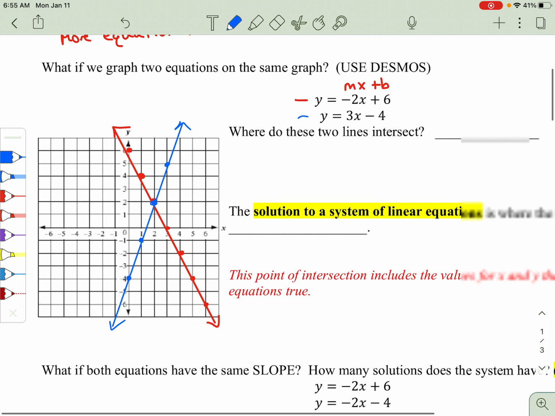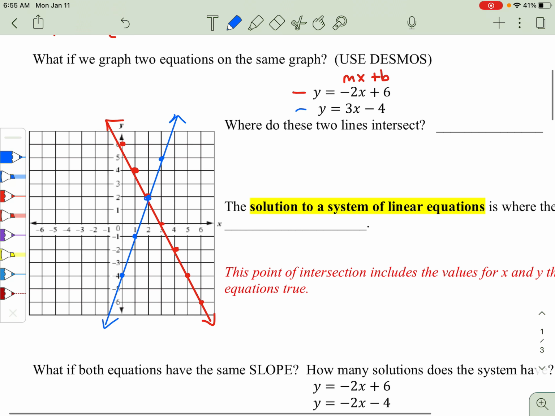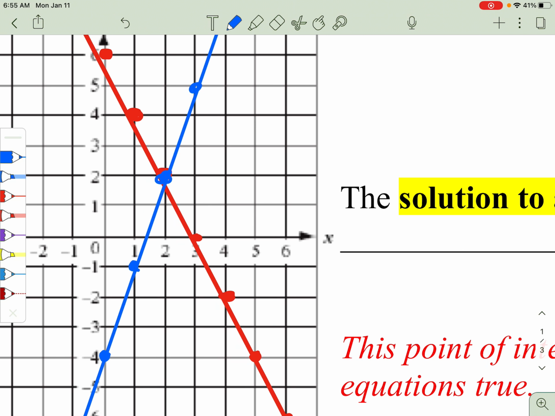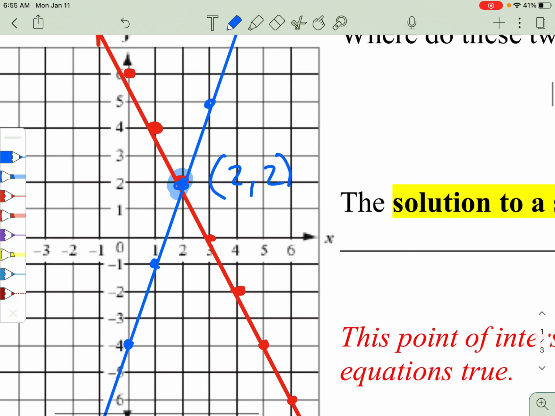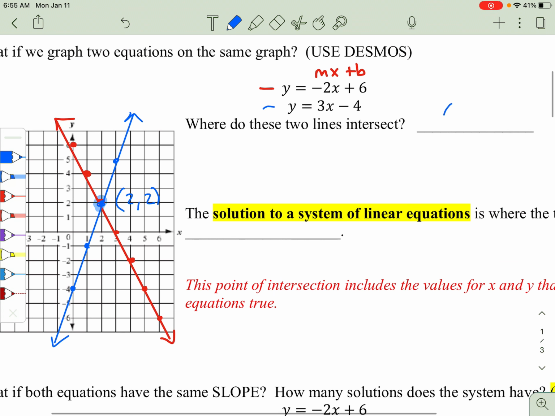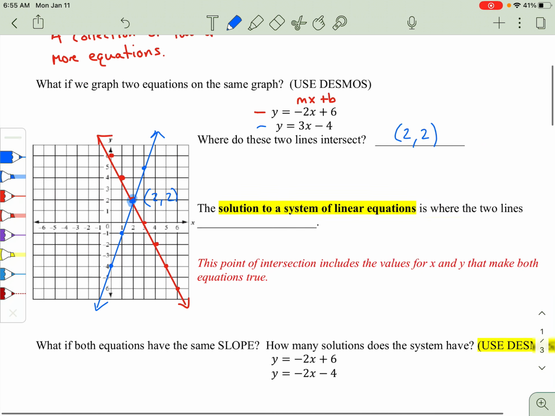Okay. So there's our red graph, there's our blue graph. It says, where do these 2 lines intersect? Well, if you look, they touch right here, which is at the point 2 for x and 2 for y. So that intersects at (2, 2).